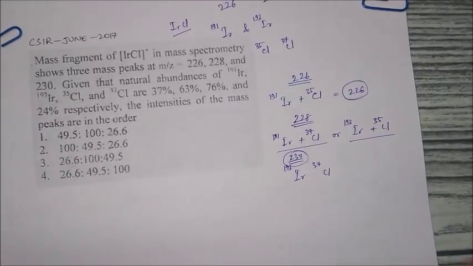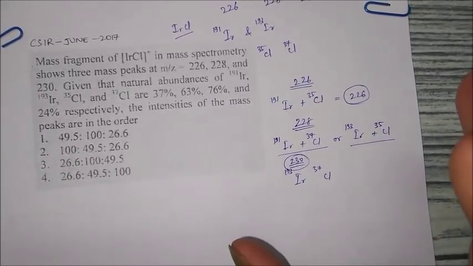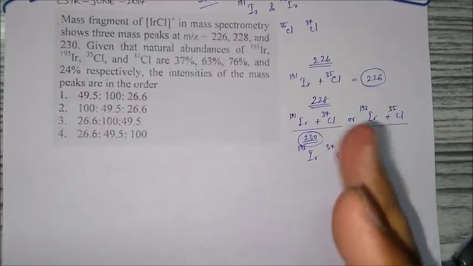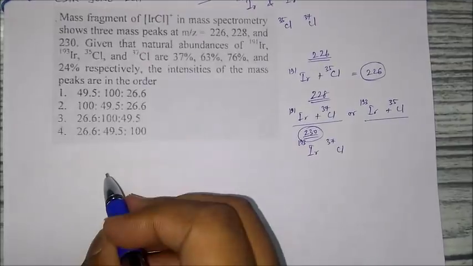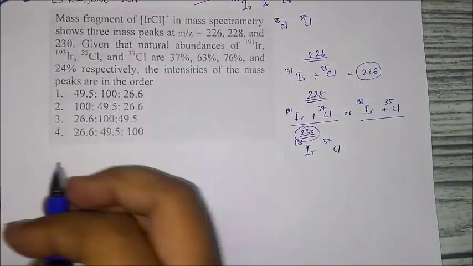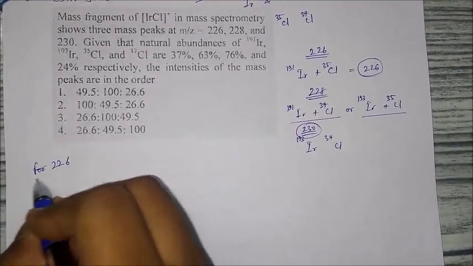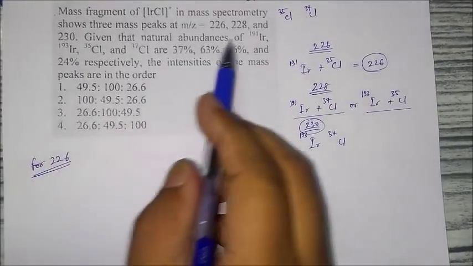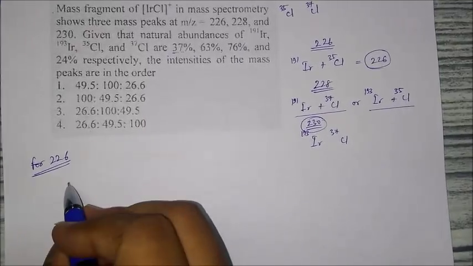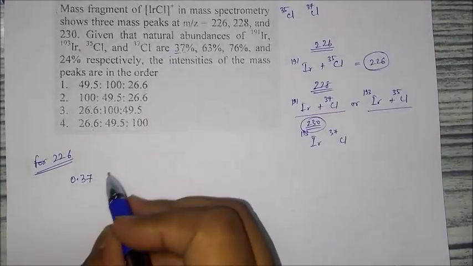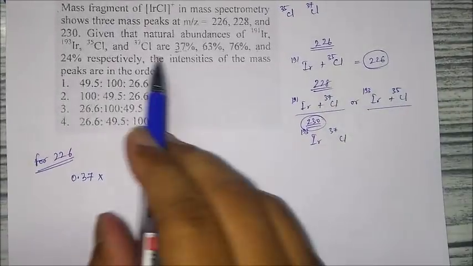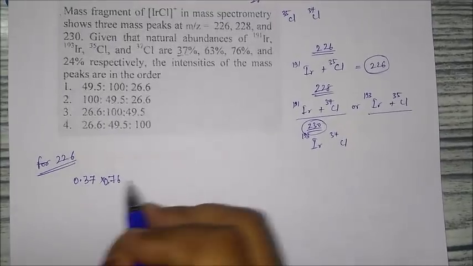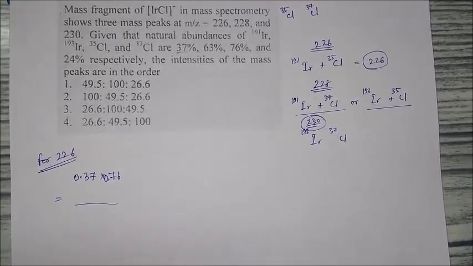So if you take these two, then only you will get 230. So this much you have to do, and then follow a similar way to what we have done earlier. For the first one, for 226: Ir 191 and Cl 35. For Ir 191, the abundance is 37, so we take 0.37 into Cl 35. For Cl 35, the abundance is 76, so 0.76. Just multiply them and check the answer.